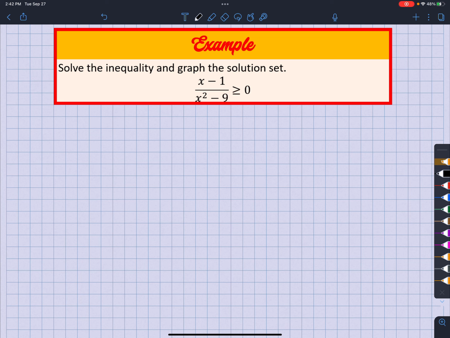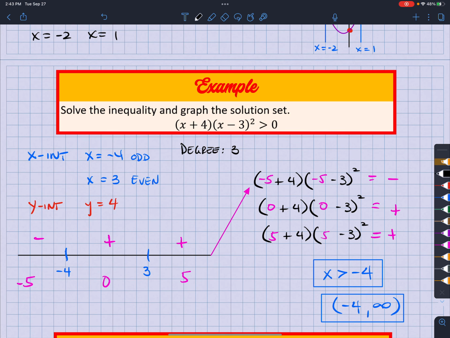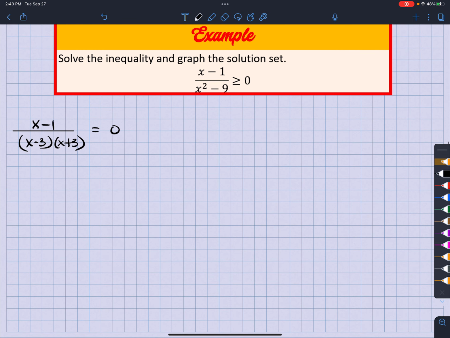So first of all, let me go ahead, and since it's already set to one side, it's equal to 0, I'm good, right? So I have x minus 1 over x minus 3 and x plus 3, right? Is greater than or equal to 0. I know it says greater than or equal to 0, so I want above already, right? I want above, so I know I have a vertical asymptote at x equals 3 and at x equals negative 3, right?